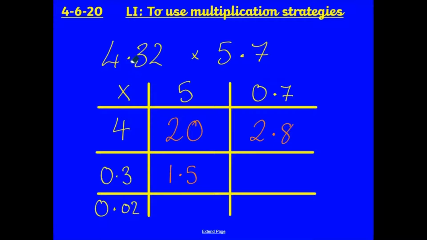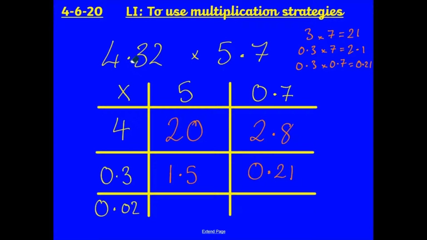Then I get to a tricky one here, 0.3 times 0.7. Just up here, I know that 3 times 7 is equal to 21. So 0.3 times 7 must equal, because I've divided the 3 by 10, 2.1. And furthermore, 0.3 times 0.7 must add another decimal place in there, and that'll give you 0.21. So there we go, 0.21.